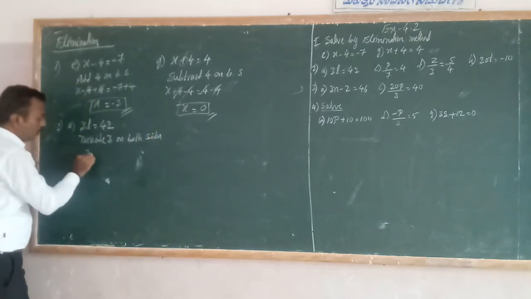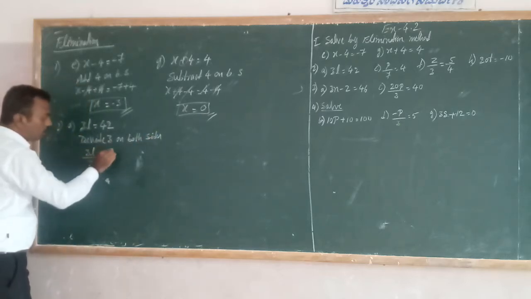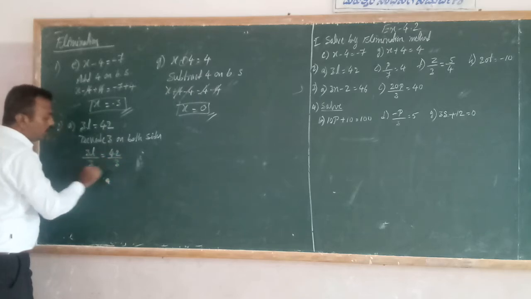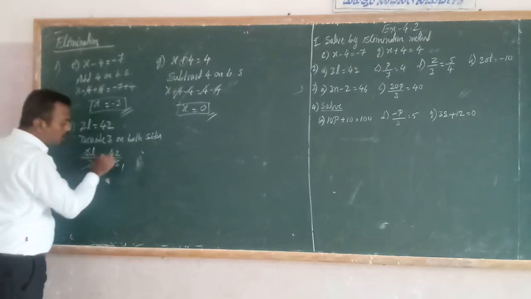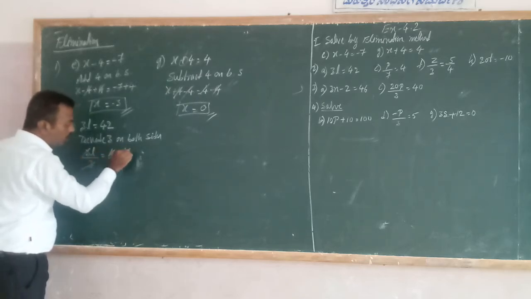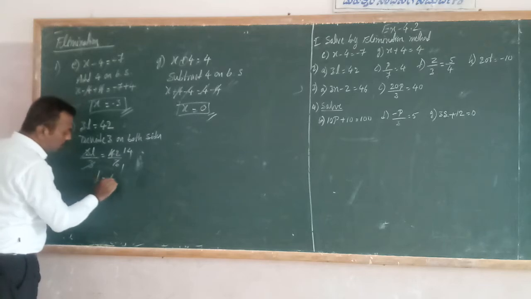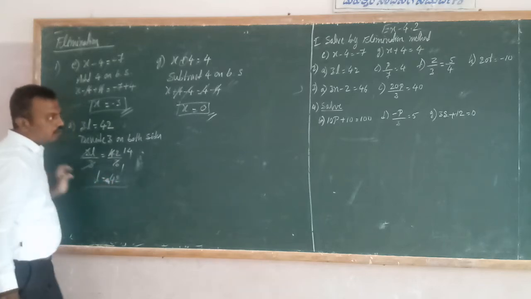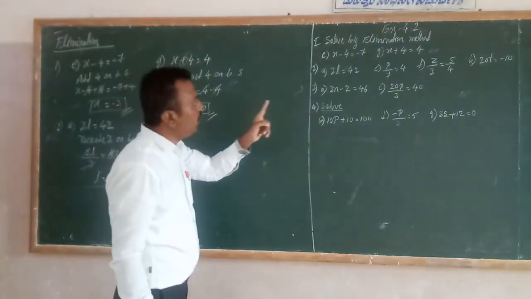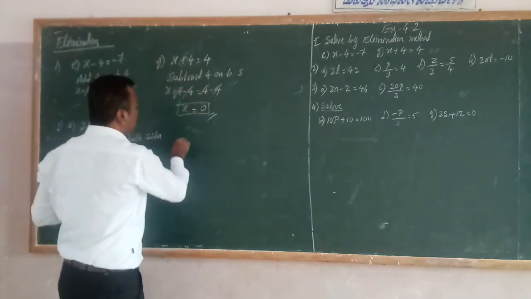3L by 3 is equal to 42 divided by 3. So 3 gets cancelled. Remaining, 3 ones are 3, 3 fours are 12. So therefore L is equal to how much? 14. Understood?